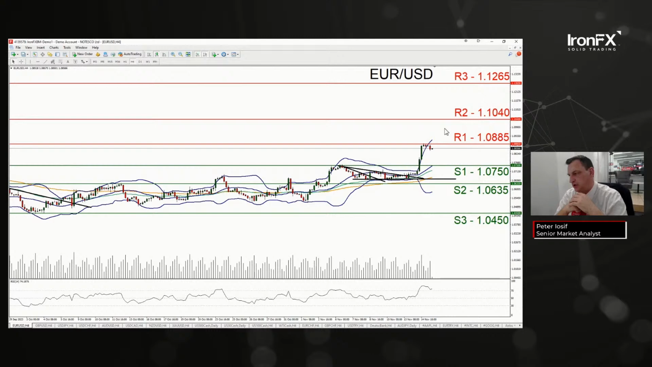Now, the possibility of a downward motion, in our opinion, is very remote. However, such a scenario should be covered, but for a bearish outlook, we would require the pair to drop below the S1 1.0750 and start aiming for the S2 1.0635. I know it's a little bit difficult, that's why I'm not mentioning the bearish scenario as quite plausible right now.